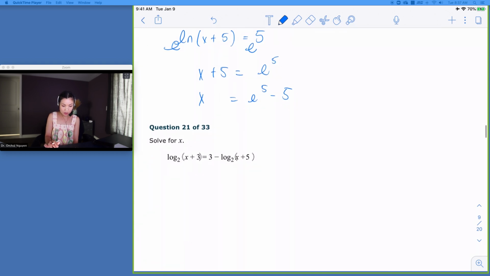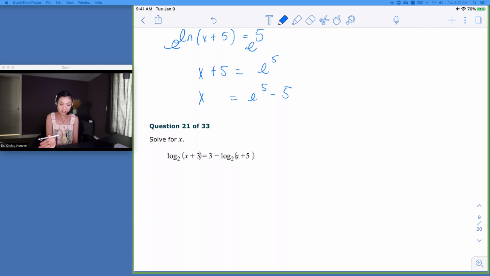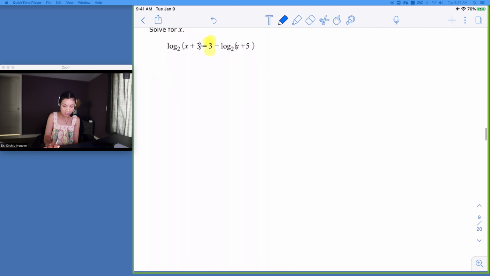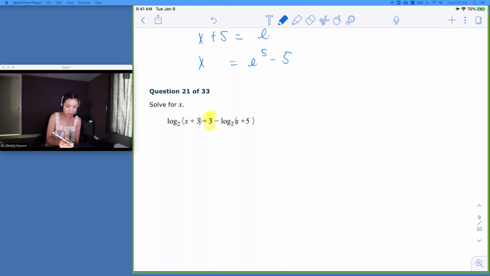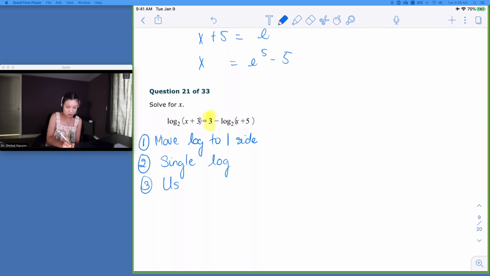Okay, all right, number 21. You can see that in 21 right here, we have log on both sides, and then we have a constant somewhere in there. So these are the steps. This is definitely type A, and this is the step for us to do. So first, move logs to one side, and then you make it into one single log, and then we use the definition, and then we just solve for x.